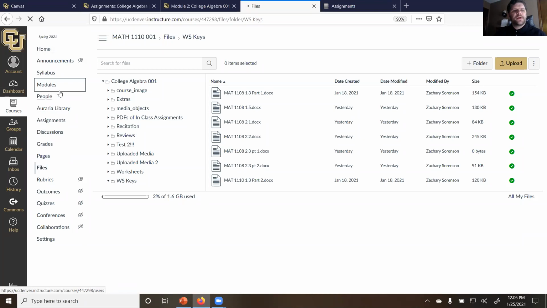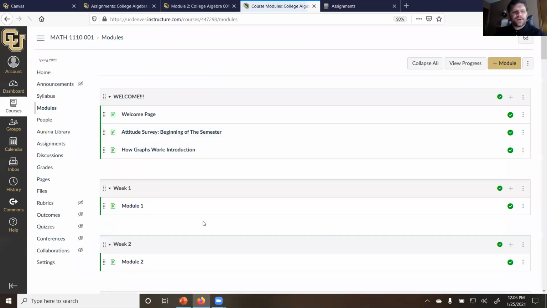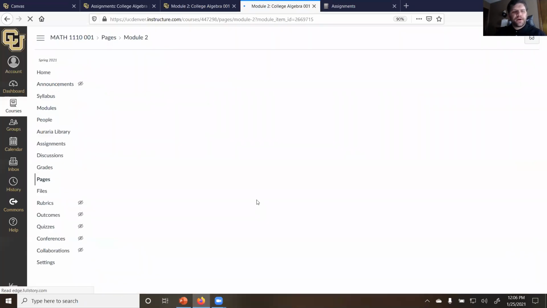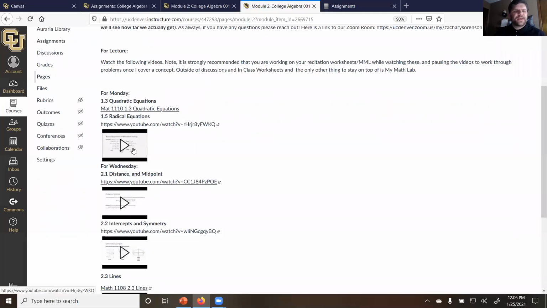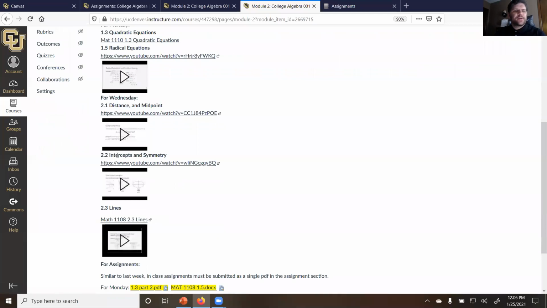If you're curious which videos would be a good idea to watch, definitely 1.5, but maybe skip the last however many minutes it is where I have square roots on both sides. This next one is a short video because distance and midpoint is easy. And then 2.2, intercepts and symmetry, is not too bad either. I'd be surprised if we got into lines. If we do, it's just going to be on the surface.